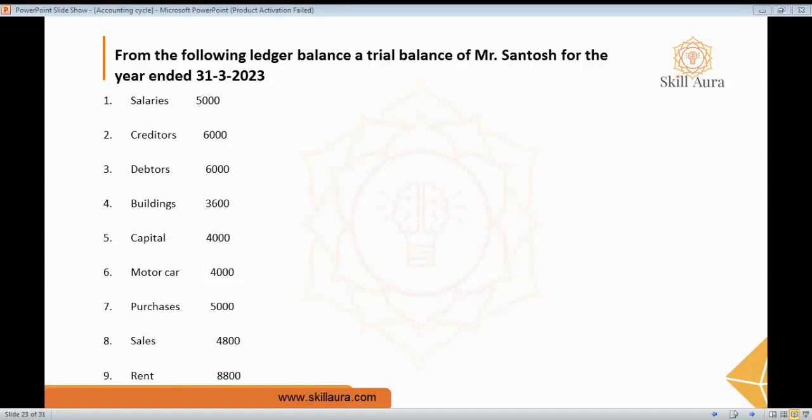So when you're going to take salaries, salary will always come in the debit column, and credit will come in the credit column, debtors will come in the debit column, and building in the debit column, capital will come in the debit column, and also the motor car debit column, and purchase debit column, sales credit column, and rent will be in the credit column. So when you total it, you'll get an amount which should be balanced, total debit equal to total credit.